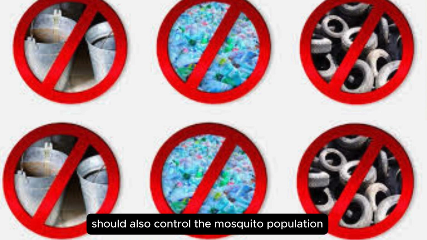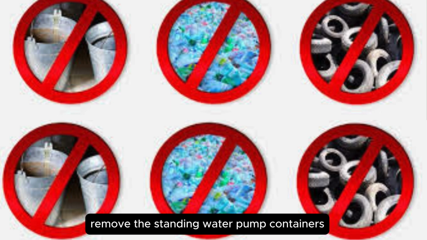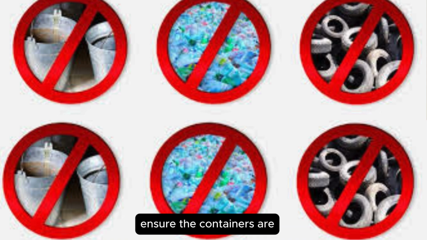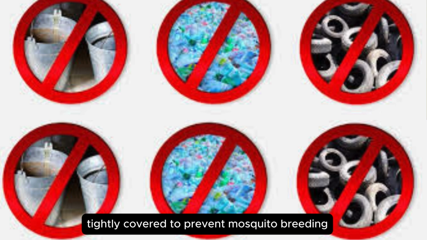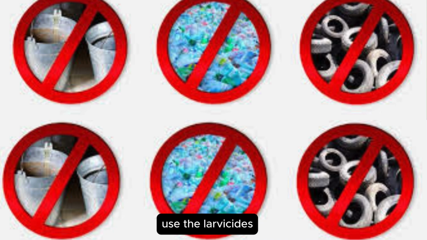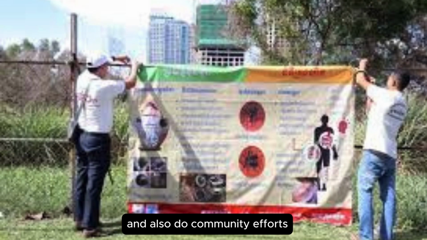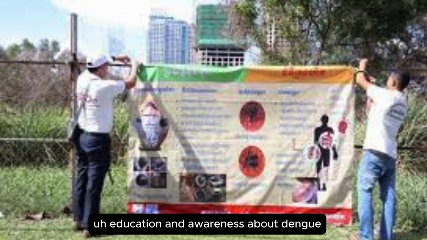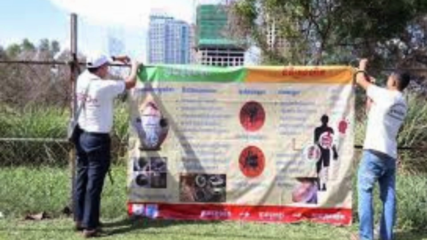We should also control the mosquito population by eliminating the breeding sites. Remove standing water from containers, gutters, and old tires. Cover the water storage areas. Ensure the containers are tightly covered to prevent mosquito breeding. Use larvicides in water bodies to kill the larvae. And also make community efforts like public health campaigns, education and awareness about dengue prevention, like I'm doing today. And do regular inspection and community cleanup activity to reduce the mosquito habitat.